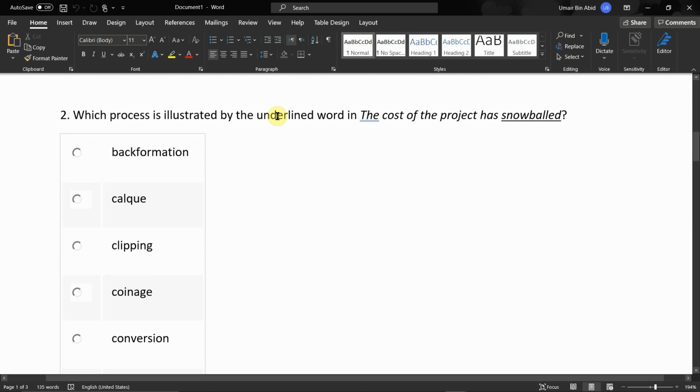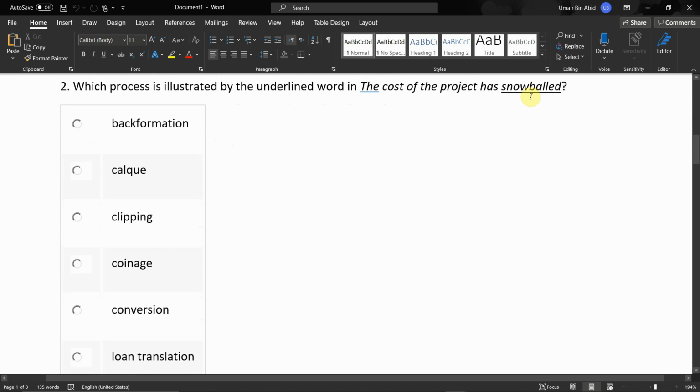The second one is: which process is illustrated by the underlined word in 'The cost of the project has snowballed'? We have to look at what process has been applied in this word. If we look at snow plus ball, we can say it is compounding, but -ed shows that it is a verb. Snowball is actually a noun, but when -ed is added, it is now used as a verb. And before this we can also see 'has snowballed', so it is definitely a verb.